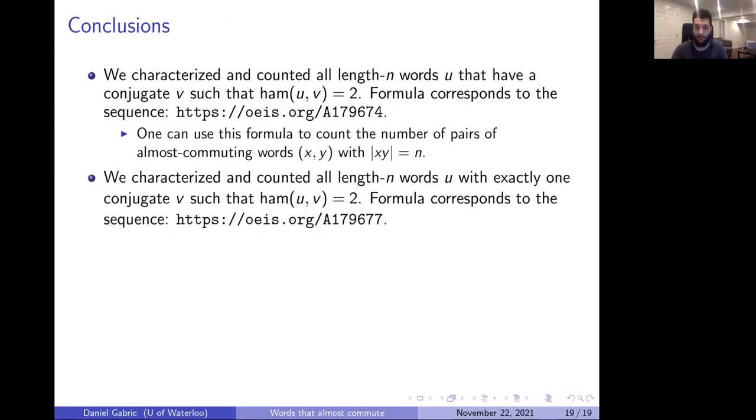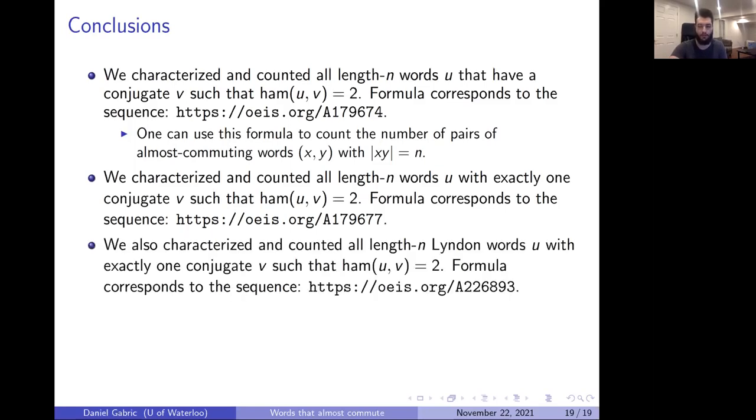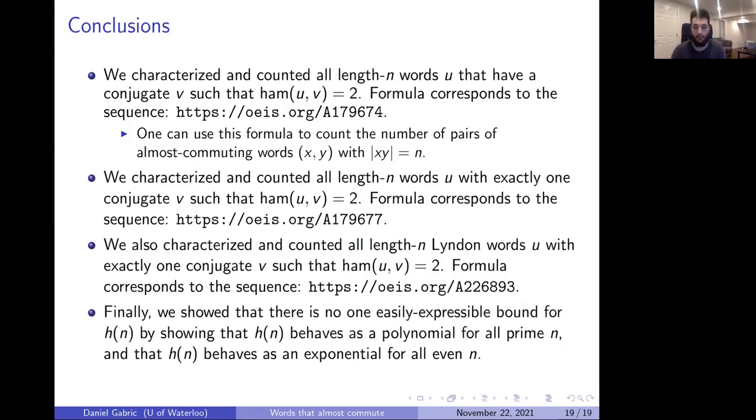We characterized and counted all words with exactly one conjugate such that the Hamming distance between them is 2. And that also corresponds to the following formula in OEIS. We characterized and counted all Lyndon words with exactly one conjugate such that the Hamming distance between them is 2. And this also has a sequence in the OEIS. And finally, we showed that there is no one easily expressible bound for h of n by showing that h of n behaves as a polynomial for all prime n and that h of n behaves as an exponential for all even n.